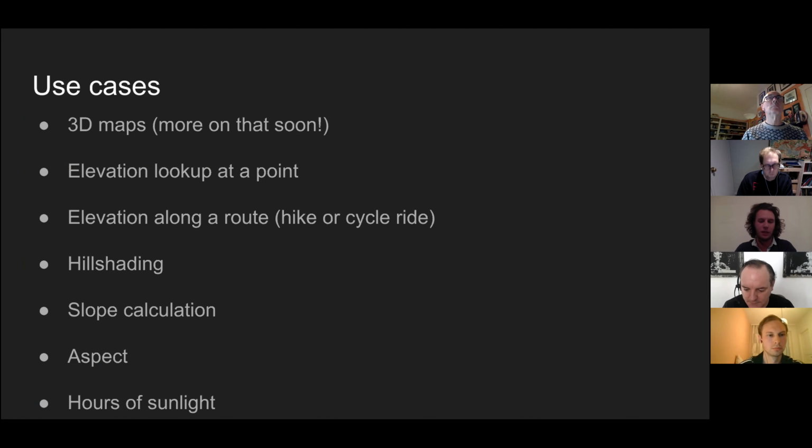And then beyond this, there's all the usual advanced geographic things that you could do on a map. So you can use this data to calculate the slope at a certain place, which you can do to do some hill shading, or figure out the aspect, or even do something like calculate how many hours of sunlight you're going to have at that point.